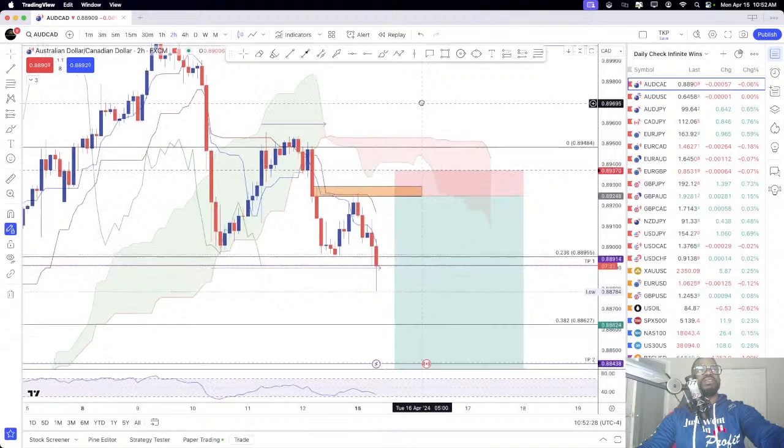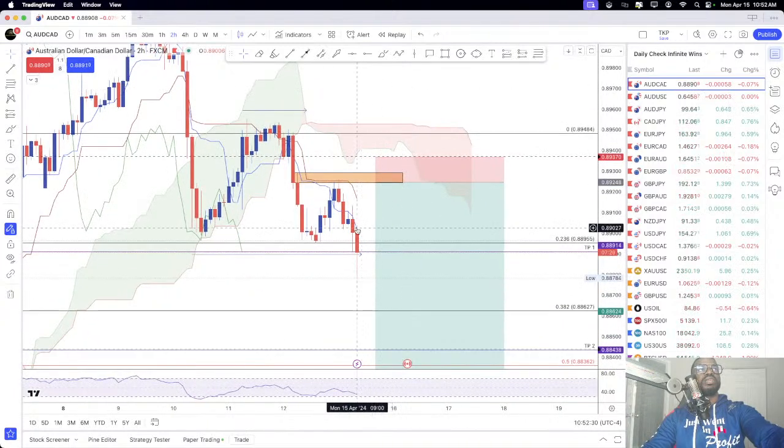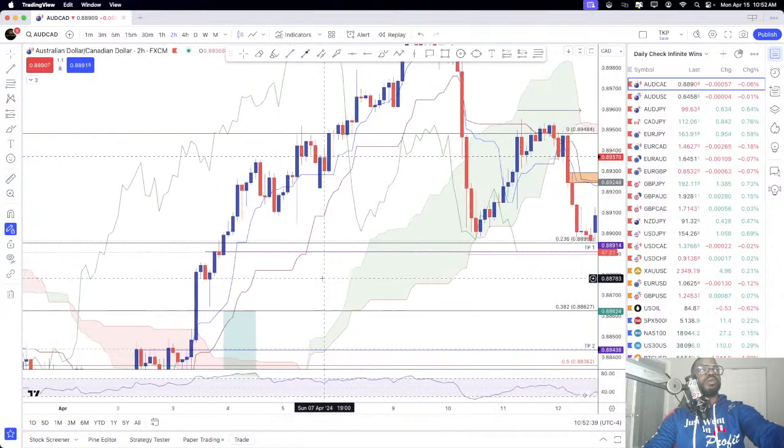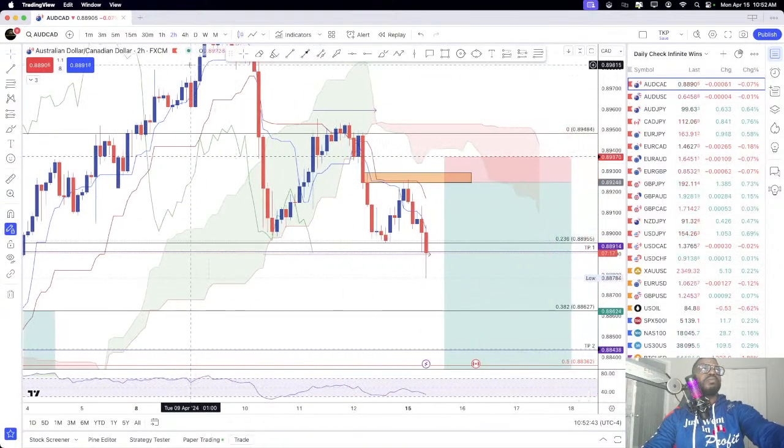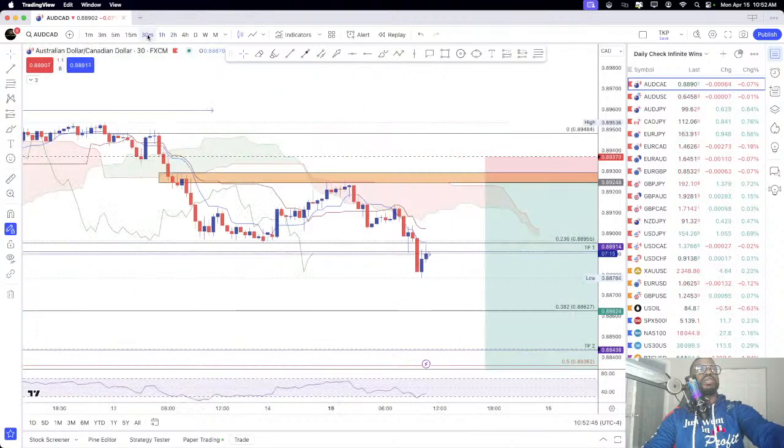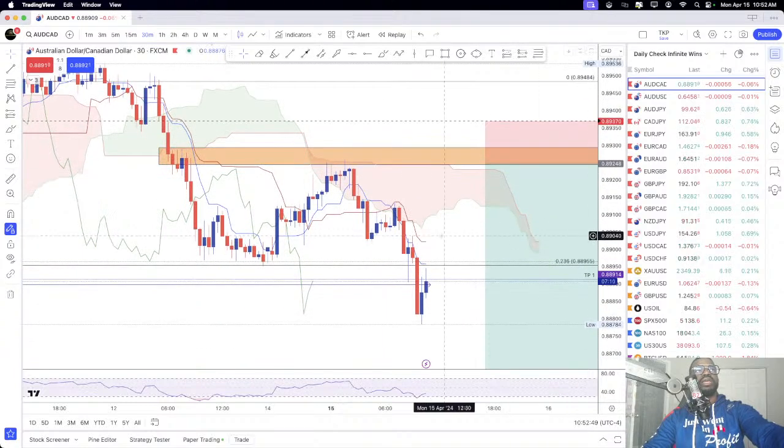Now we're waiting to see what happens with price right here. So on this 2 hour, it dipped well below our TP1, but rejected at this low. Yeah, there is a bear flag right here that could possibly be retested.